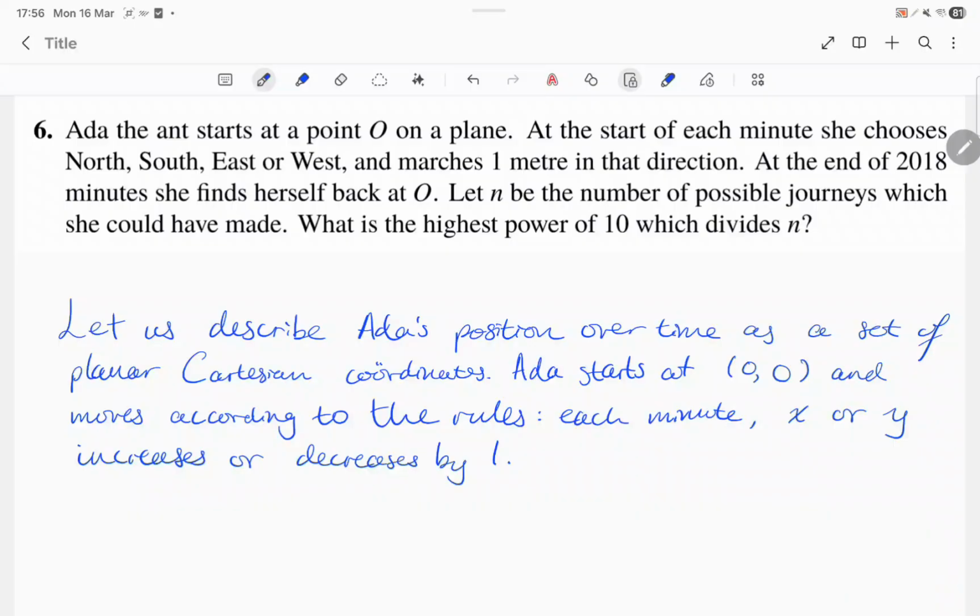Firstly, we want to describe Ada's position over time, and we can do this as a set of planar Cartesian coordinates, that is, xy coordinates. Ada will start at O, the origin, which is 0, 0 on the plane, and moves according to the rules. Each minute, either x or y increases or decreases by 1.